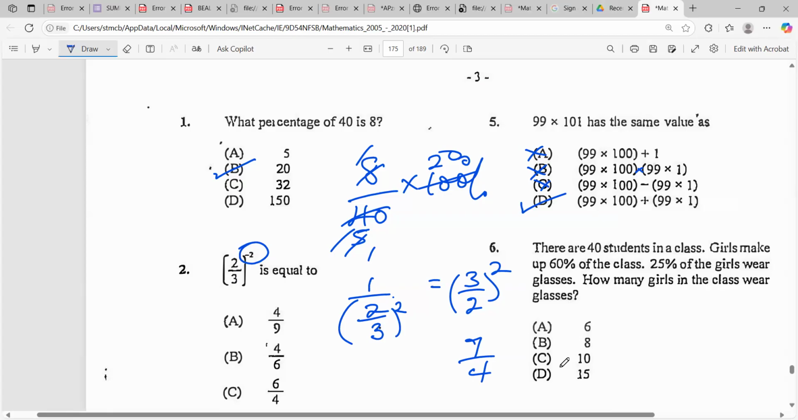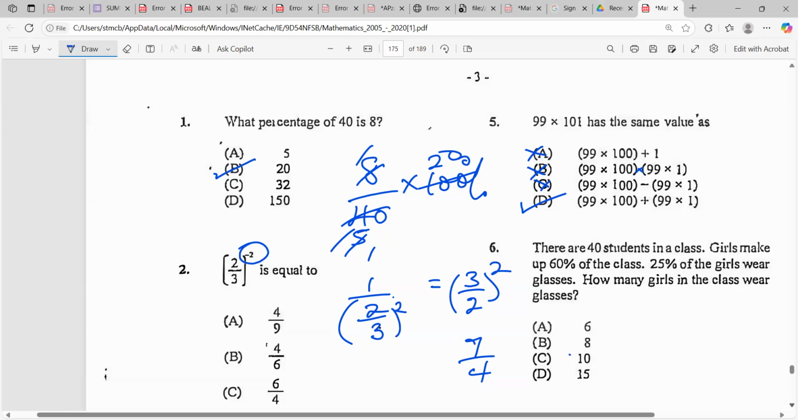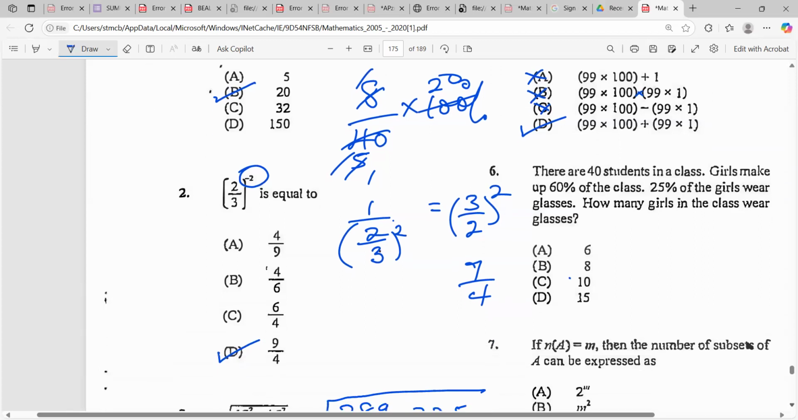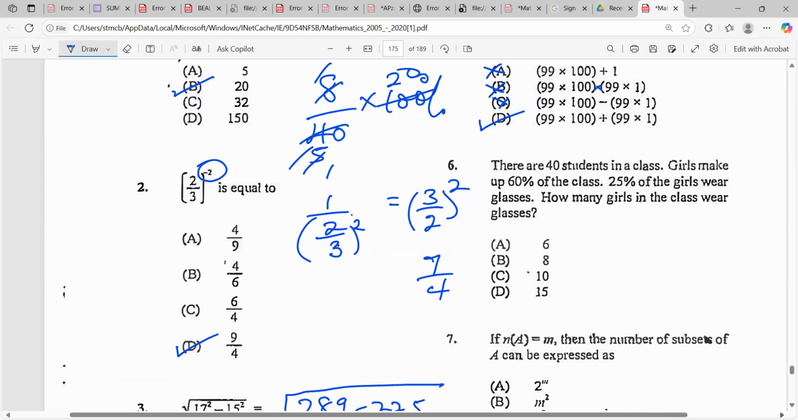Alright, let's move on. There are 40 students in a class. This is a repeat from when we started, right? This is one of the repeat ones that we did. There are 40 students in a class. Girls make up 60% of the class. 25% of the girls wear glasses. How many girls in the class wear glasses?